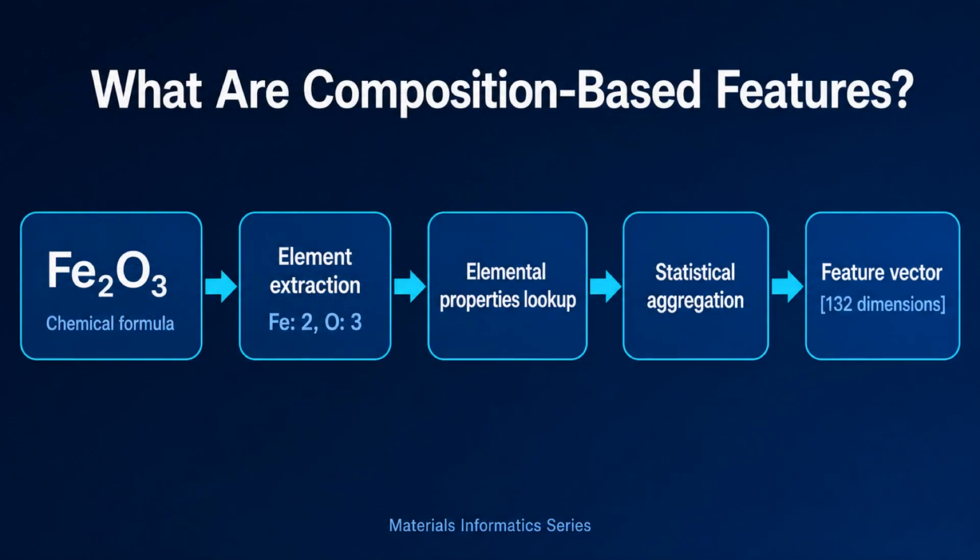In materials discovery, chemical composition is the most fundamental information. However, a string like Fe2O3 cannot be directly input to machine learning models. Composition-based features solve this by converting chemical formulas into numerical vectors. The process works in 4 steps. Extract elements and their ratios, look up elemental properties from periodic table databases, statistically aggregate these properties, and output a feature vector, typically over 100 dimensions for MAGPIE.